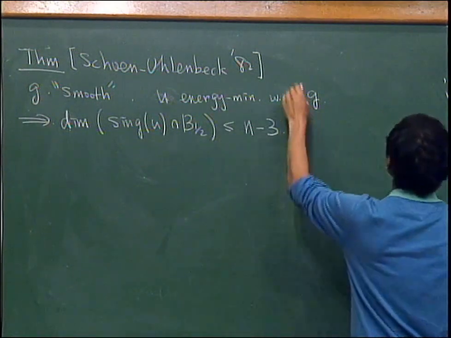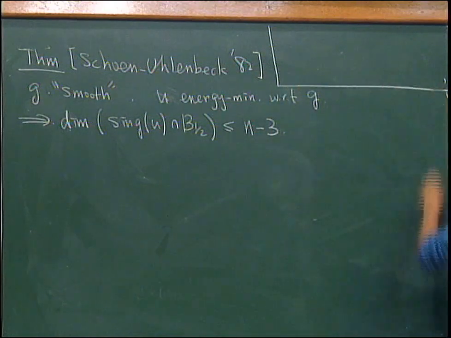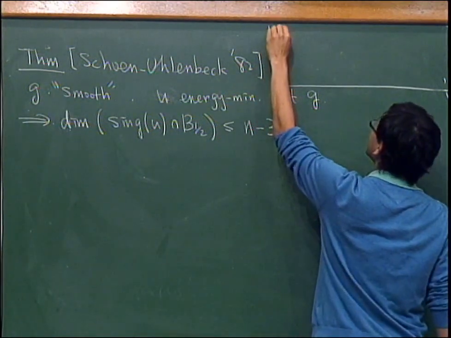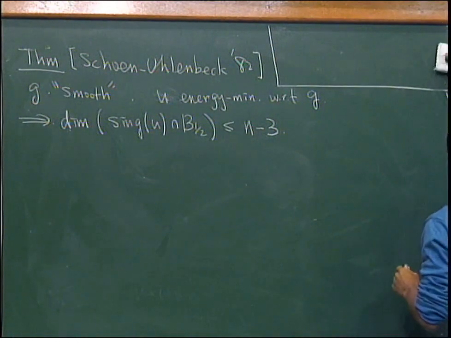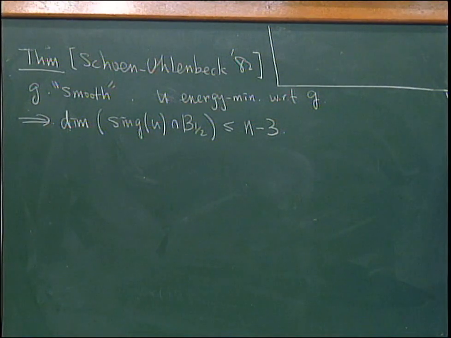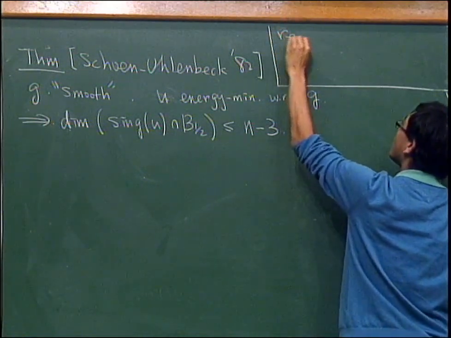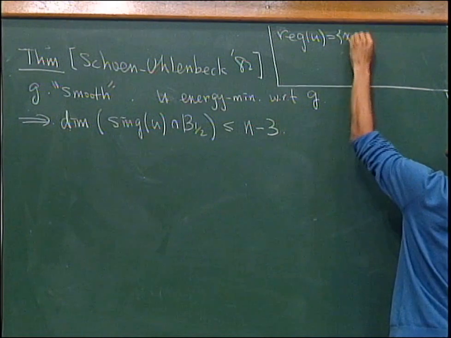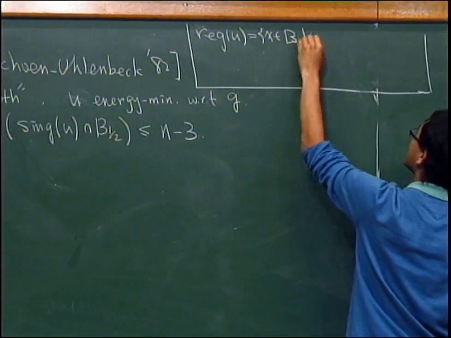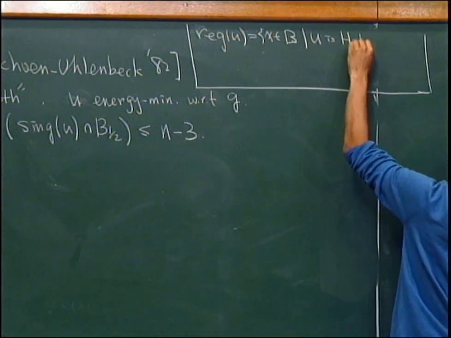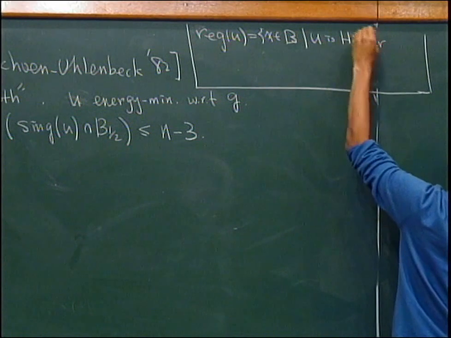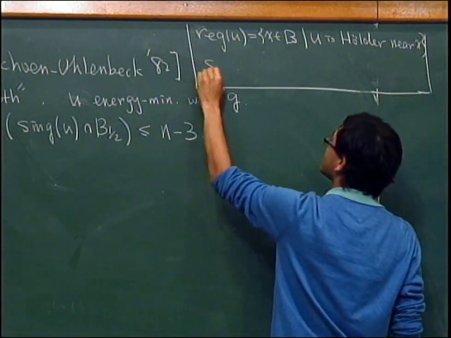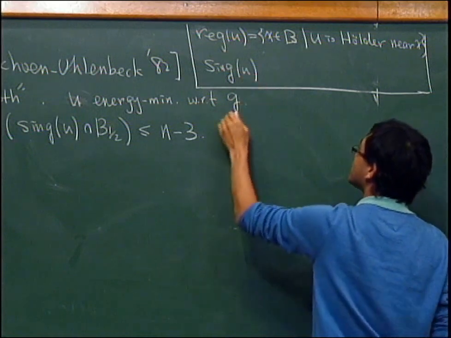And now let me just open a little box here to remind you of what this means. The regular set of U is defined to be those points in the unit ball such that U is Hölder continuous in a neighborhood of X, so near X. And the singular set is, of course, the complement of the regular set, denoted as such.